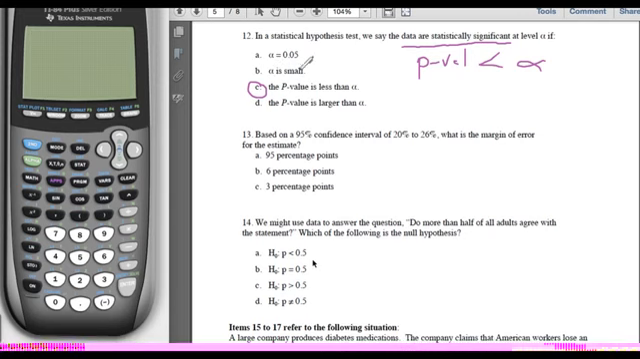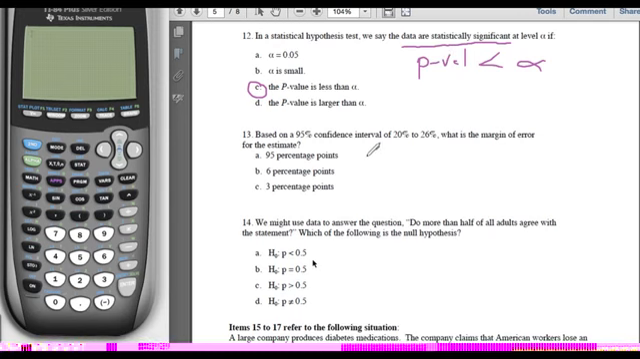Alpha is small. Well, alpha doesn't really come from our calculations. We can't really worry about alpha being small or large. It's when the p-value is less than alpha. Now, when the p-value is larger than alpha, you do not reject H0 and the data are not statistically significant.